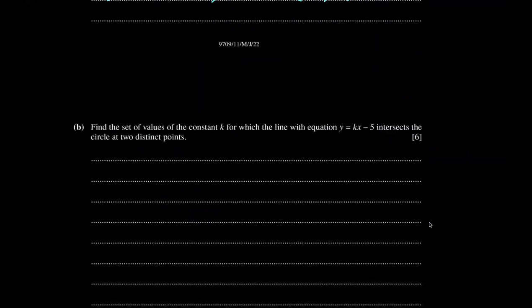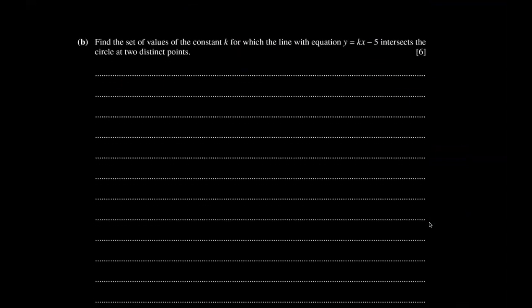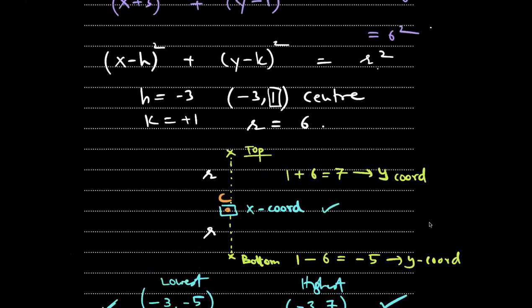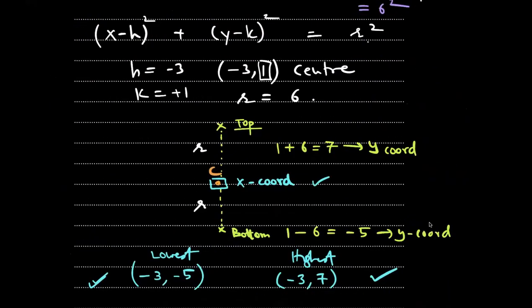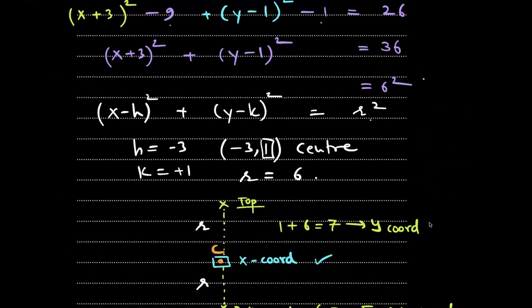Now let's look at this part. Now the question says, find the set of values of the constant k for which the line intersects the curve at 2 distinct points. Now this seems like a question of discriminant, b squared minus 4ac is greater than 0. Now we have different formats of the equation of a circle. We have this format, as well as we have this format, which is x plus 3 whole square plus y minus 1 whole square is equal to 36.